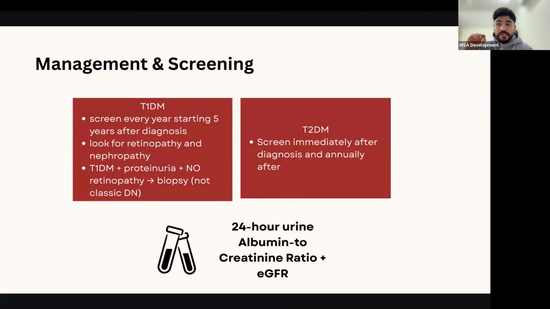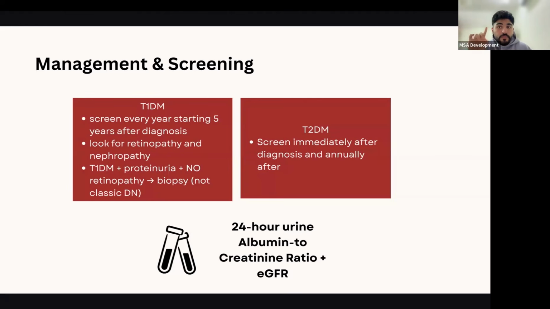Like, how do we manage these cases? Now, first of all, before managing, we need to think about how we can prevent or catch it before it progresses further, right? So if a type 1 diabetic patient comes to you, let's say he was diagnosed today with type 1 diabetes, 5 years later you're going to start screening him for diabetic nephropathy, diabetic retinopathy, diabetic neuropathy. You screen them for all diabetes complications.